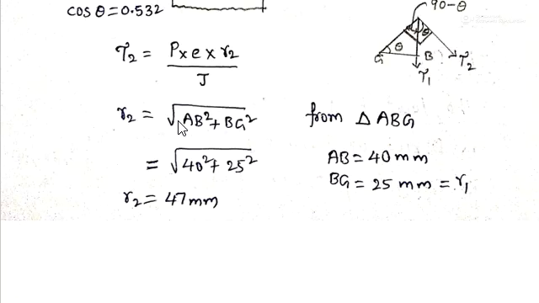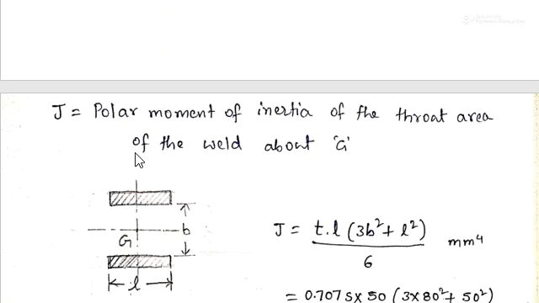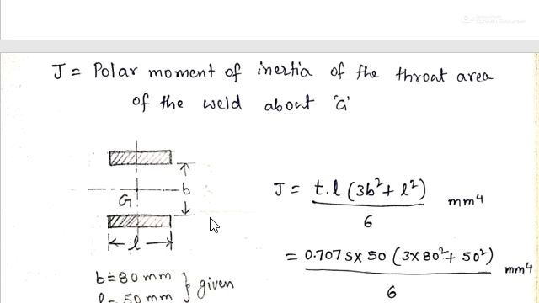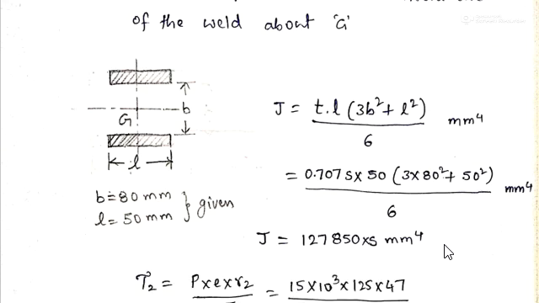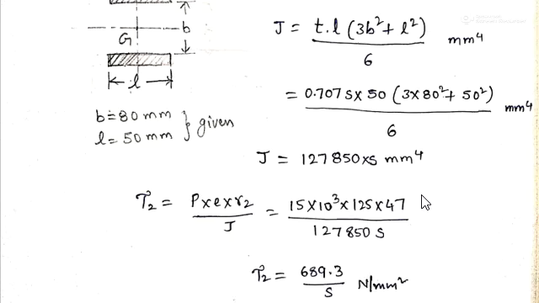And here we have to find J, that is the polar moment of inertia of this weld section about the center of gravity. For that J, we have the formula T into L into (3B square plus L square) by 6. T we got 0.70 times S, L is given 50, and B is 80, and it is divided by 6. If we simplify that, we get J as 127,850 into S, that is mm power 4, polar moment of inertia. Units are mm power 4.